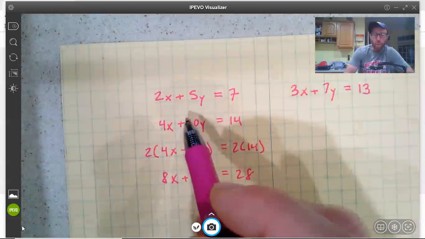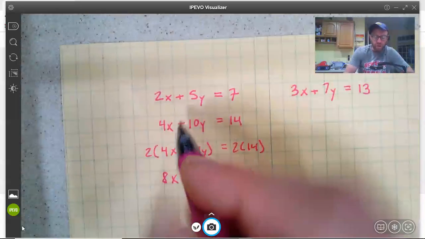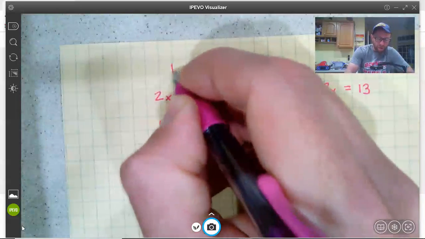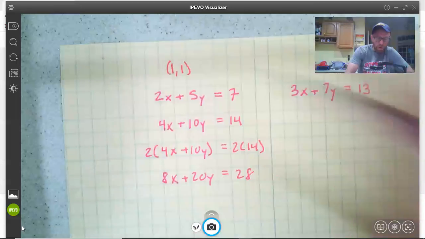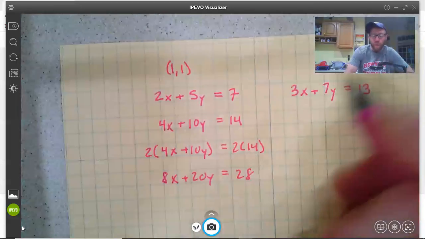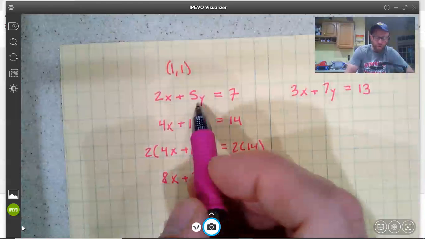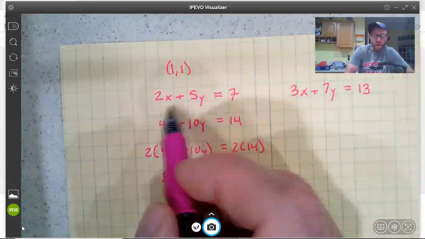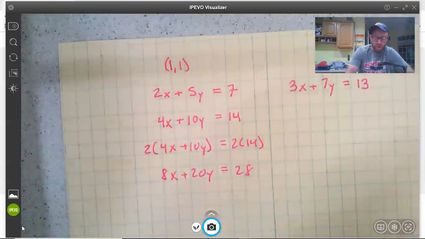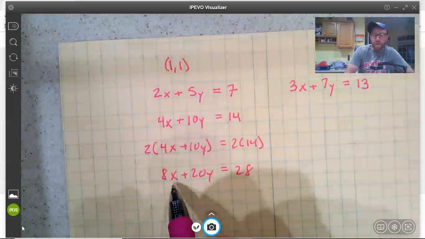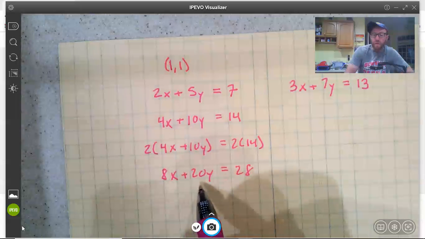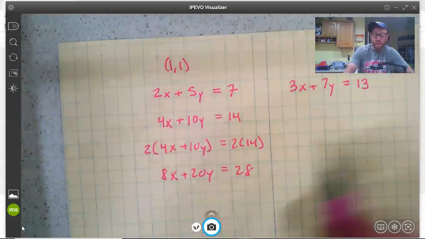So, for example, one solution to this equation is the ordered pair 1, 1. X equals 1, y equals 1. So 2 times 1 is 2. 5 times 1 is 5. 2 plus 5 is 7. But the same is true down here. 8 times 1 is 8. 20 times 1 is 20. And 20 plus 8 is 28.